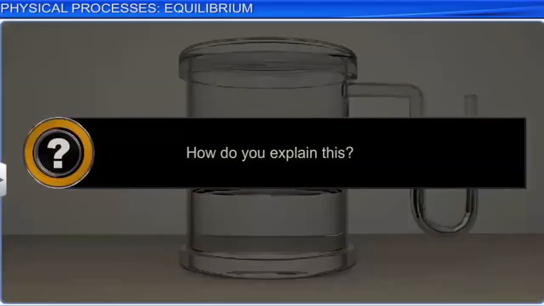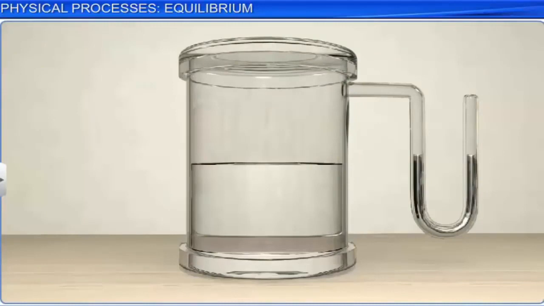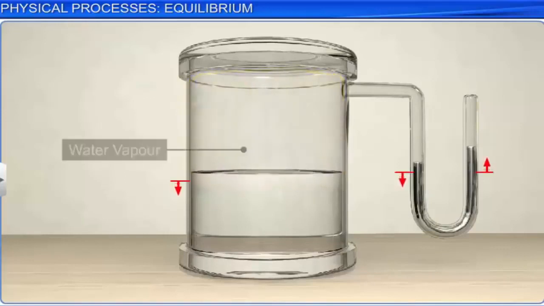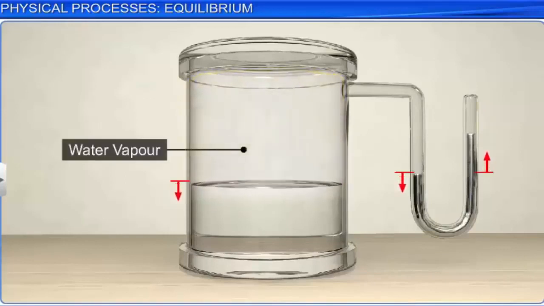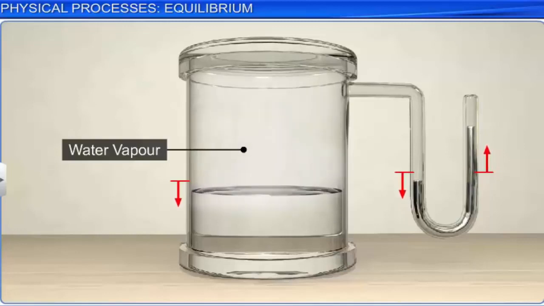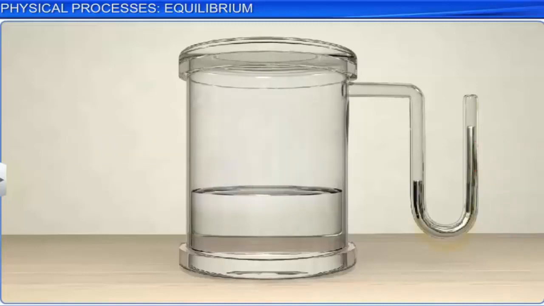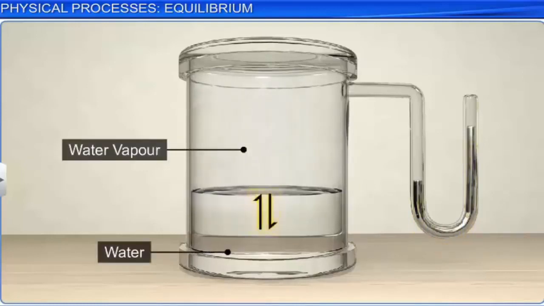In the beginning, there was no water vapor inside the vessel. As water evaporated, the pressure inside the vessel increased, which was indicated through the rise in the level of mercury in the manometer. After some time, the level of mercury in the manometer remains constant, indicating that a state of equilibrium has been attained between water and water vapor.